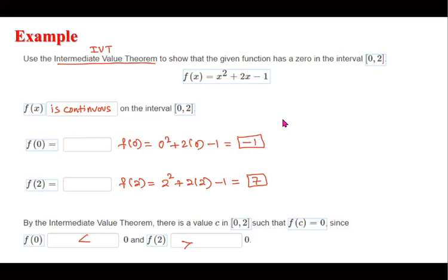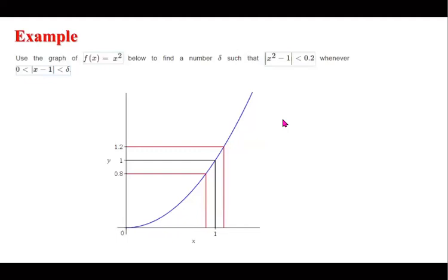Okay. Now the last thing we basically work in the limits in calculus 1 is the epsilon delta definition of limit. We are not going to do the proof or anything like that, but we are going to determine the value of delta when the graph is given. So if you look here, use the graph of the function f of x equal to x squared. So this one is y equal to x squared that is given to you. We have to find a delta such that the absolute value of x squared minus 1 is less than 0.2.